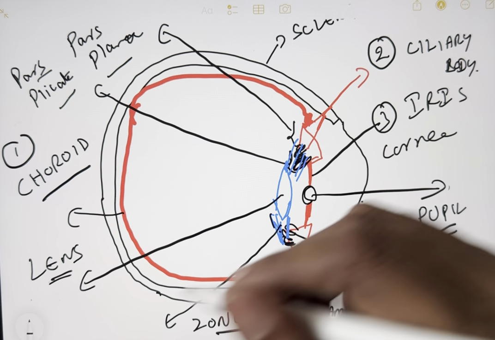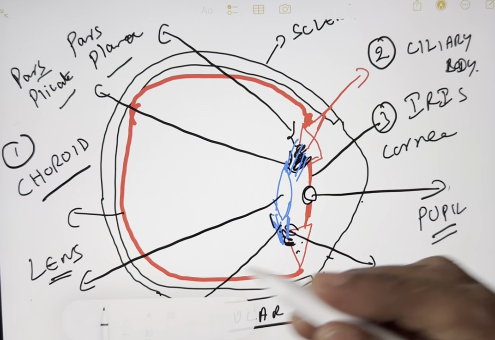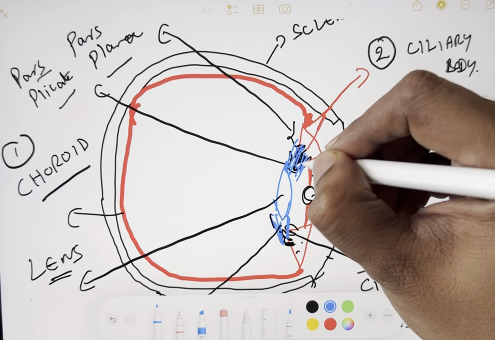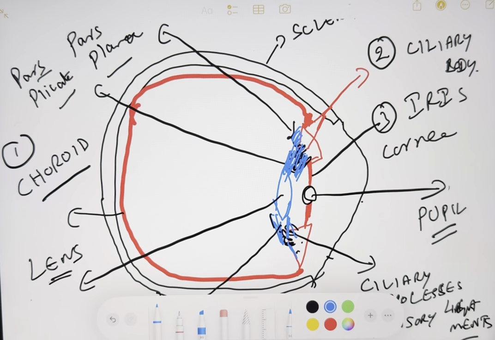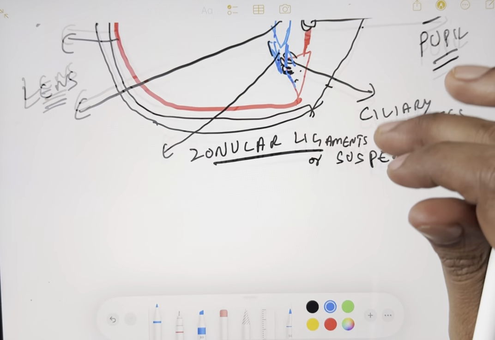These ligaments are attached to the ciliary body, both to the pars plana as well as pars plicata. Okay, hope the second layer is very much clear.